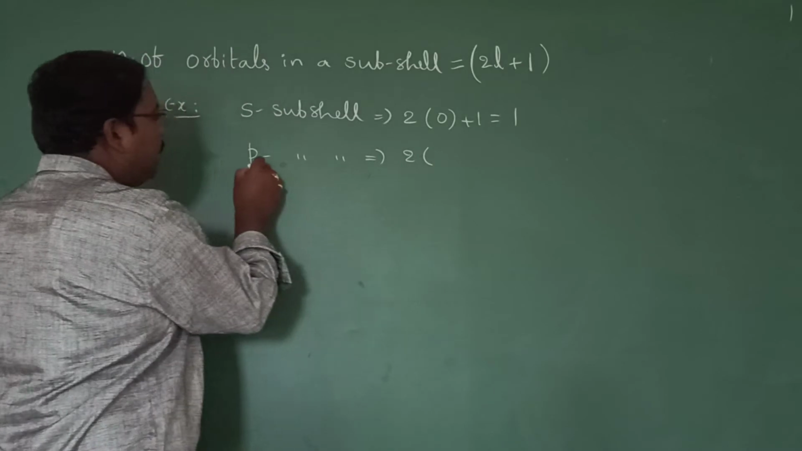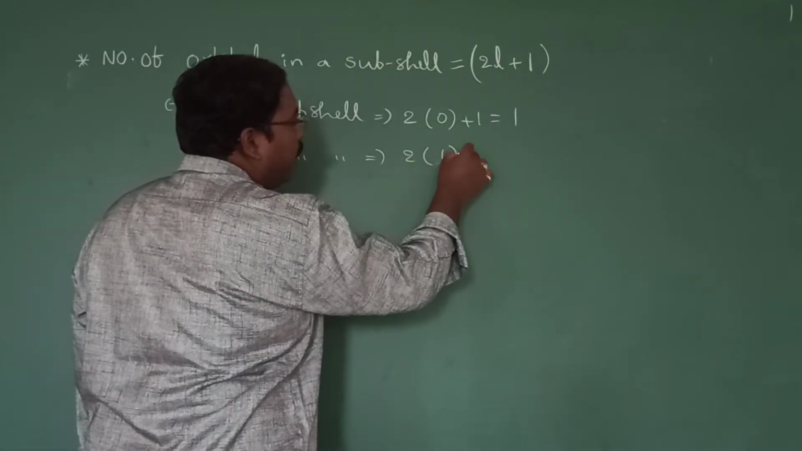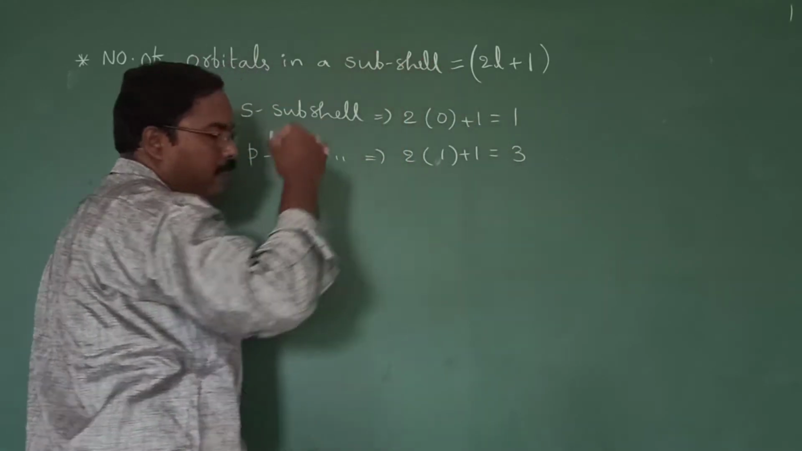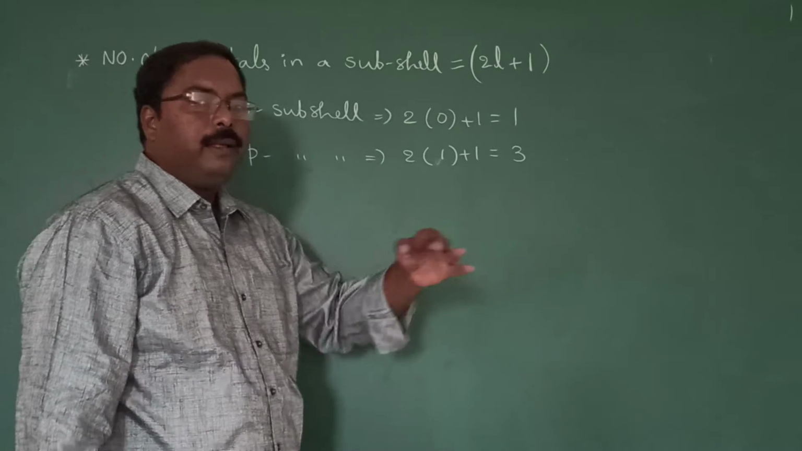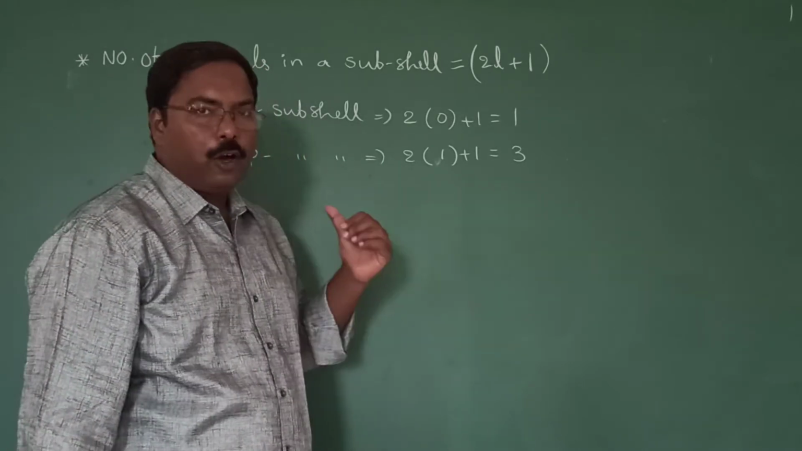2 into, what is the l value for p? It is 1. So 2 into 1 plus 1, 2 plus 1, it is 3. That is why we are getting 3 m values for a p orbital.